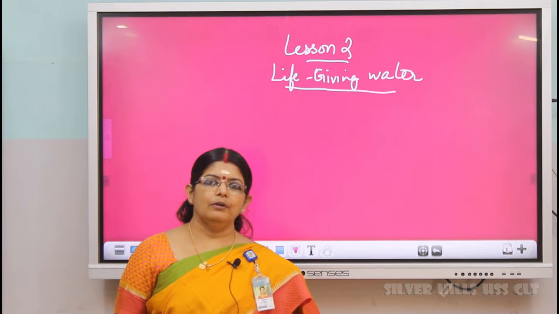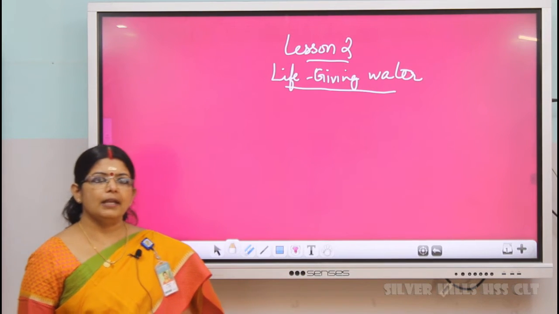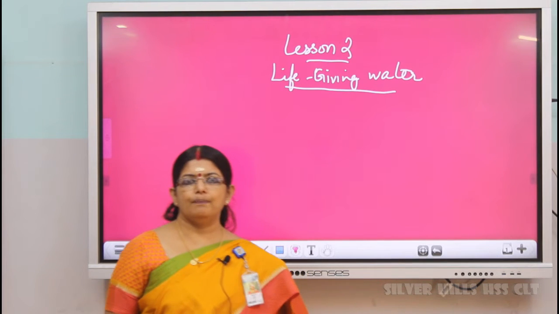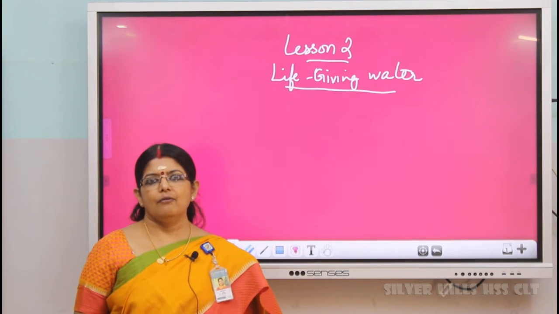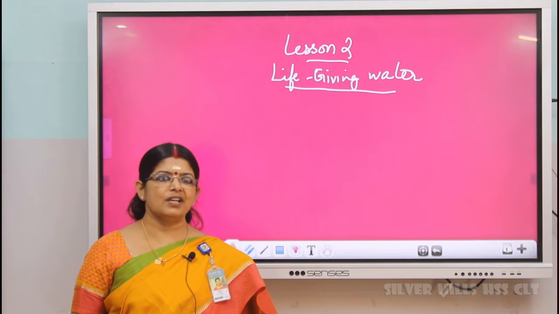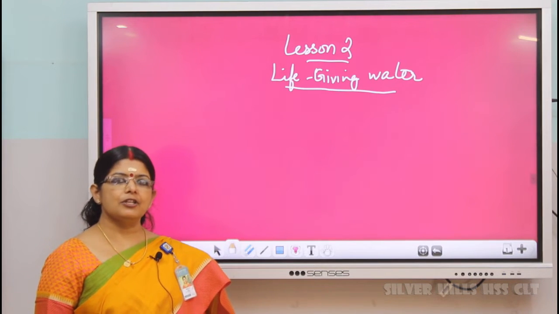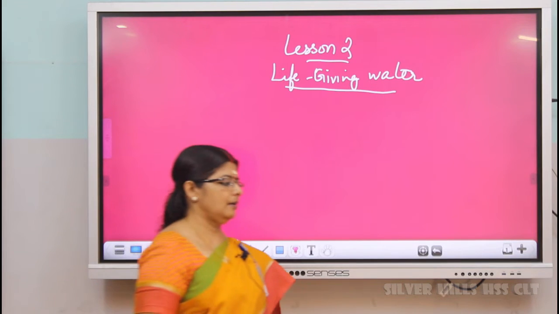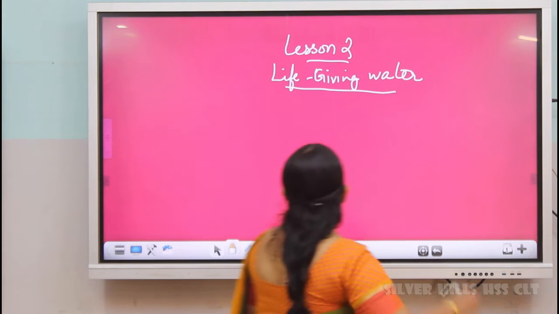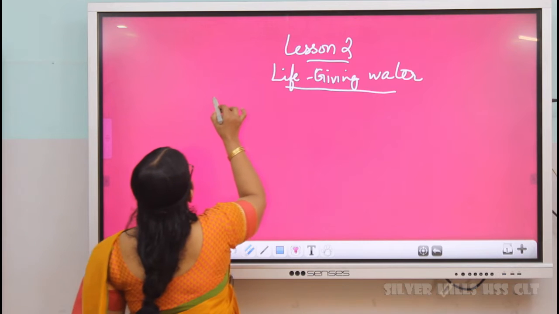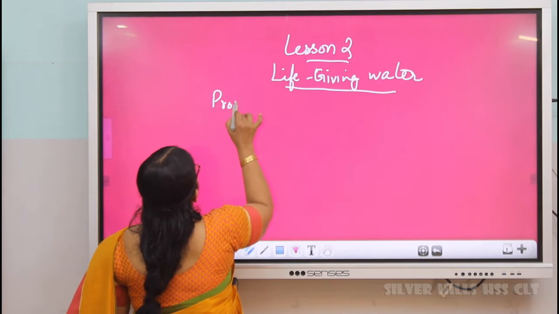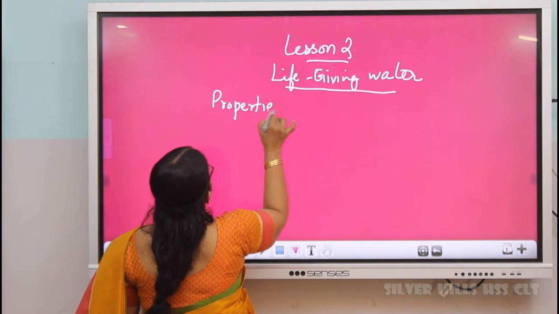All of you know. We use water mainly for our domestic purposes. Then water is used for agriculture, that is for irrigational purposes. Then for the industrial field also we use water. Next we can study different properties of water. Which are the different properties of water?